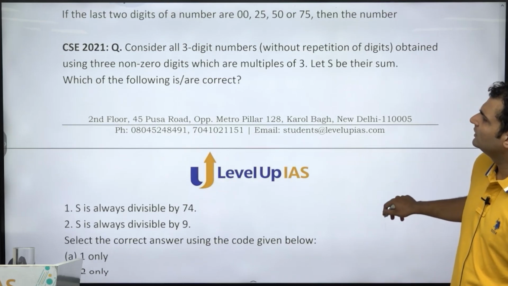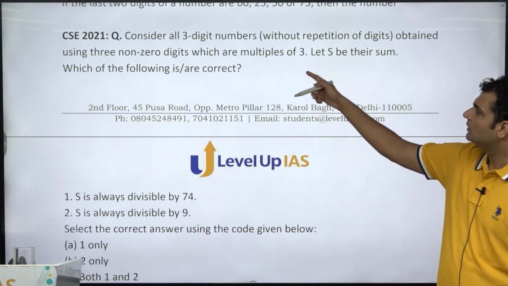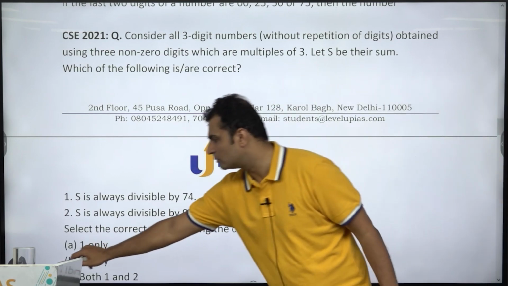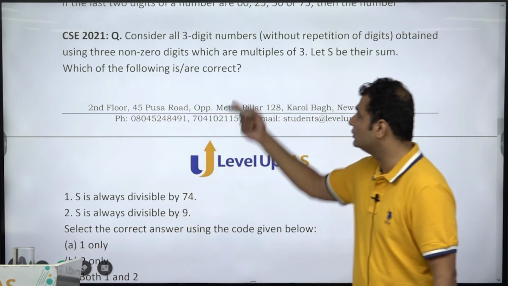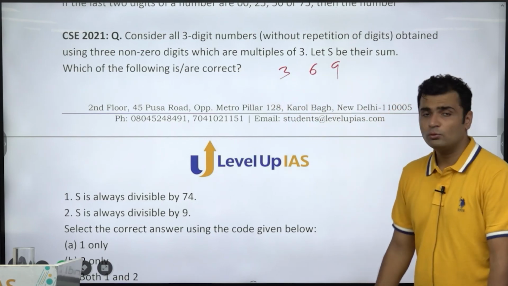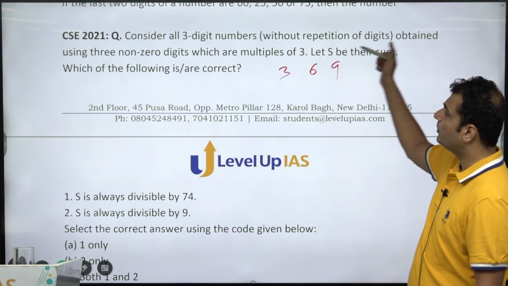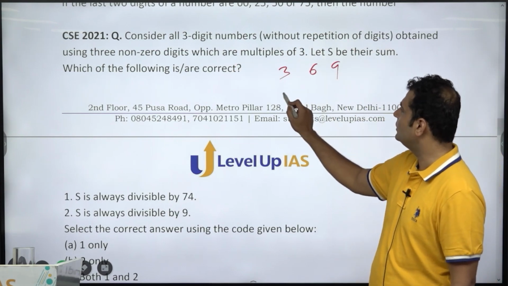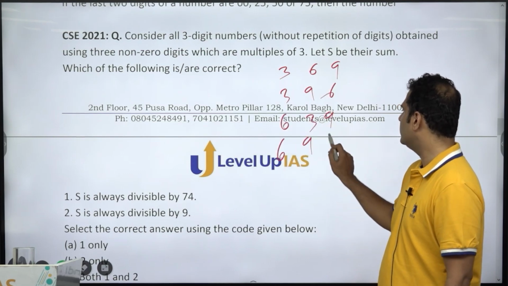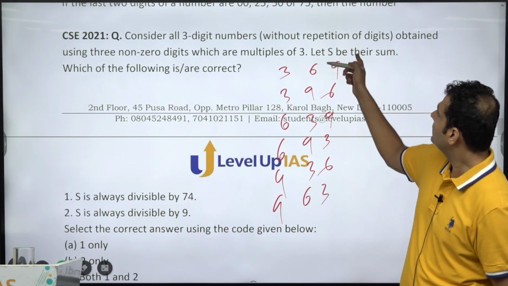This was a question. Consider all the 3-digit numbers without repetition, using digits which are non-zero digits, which are multiples of 3, and s be their sum. So what do we have to do? We have to take 3 non-zero digits which are multiples of 3, so 3, 6, 9, and make all the 3-digit numbers obtained using these 3. So 369, 396, 639, 693, then 936, and 963. And let s be their sum.